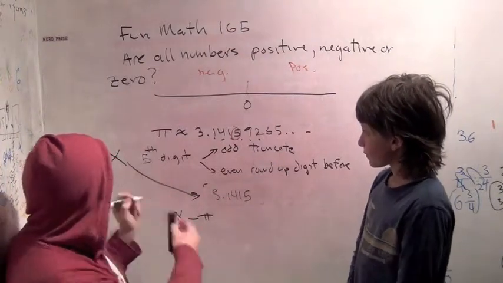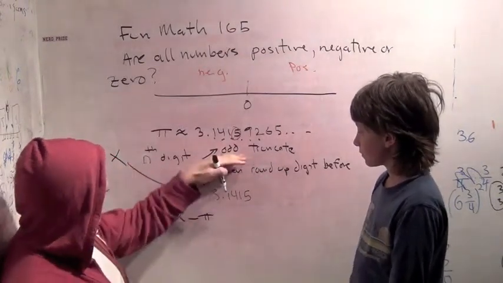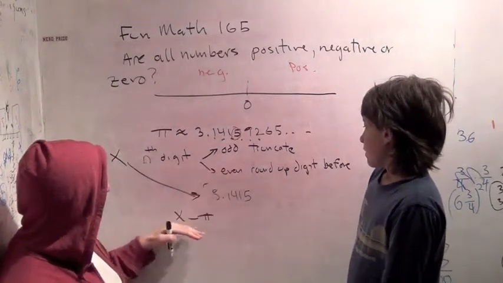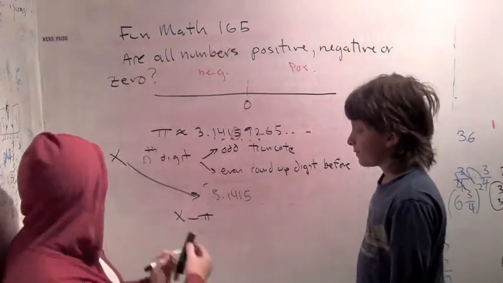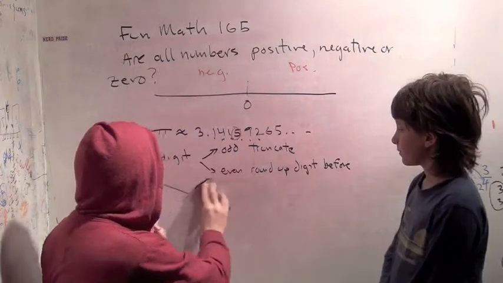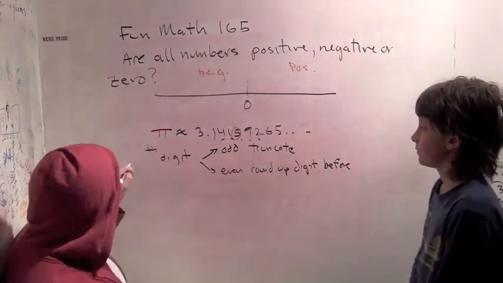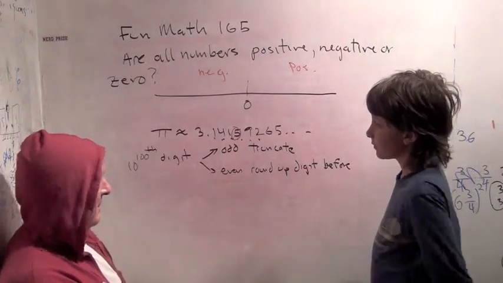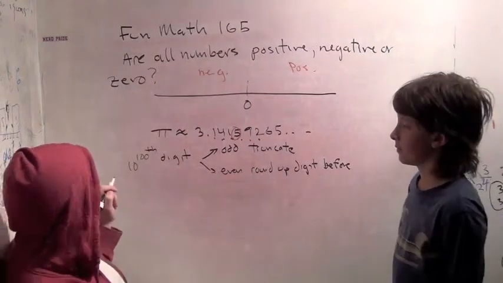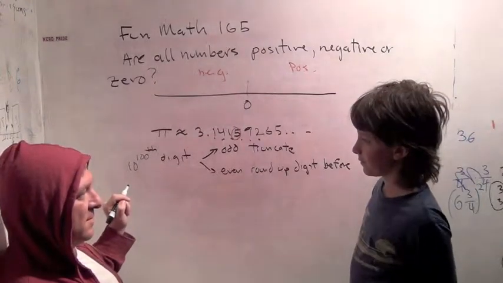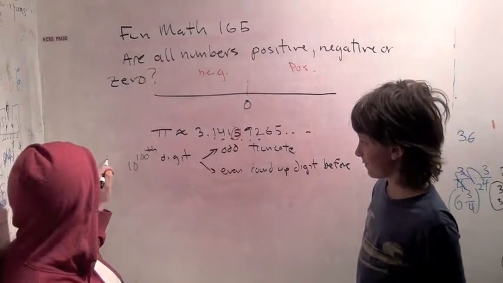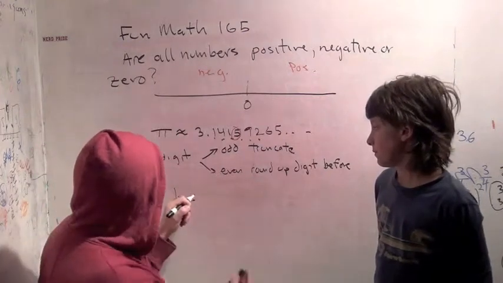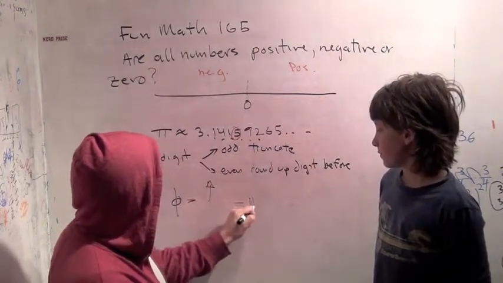Okay, so now we have an interesting situation. If the nth digit is odd, x minus pi is negative. If the nth digit is even, x minus pi is positive. So we're going to make an interesting little number here. We're going to look at the 10 to the 100th digit, or the Googol digit of pi, and I'm going to call this some funny number. I don't know, phi. So phi is this procedure minus pi.